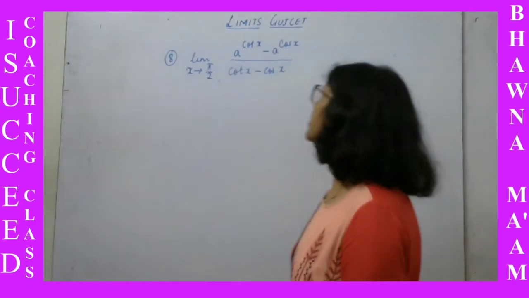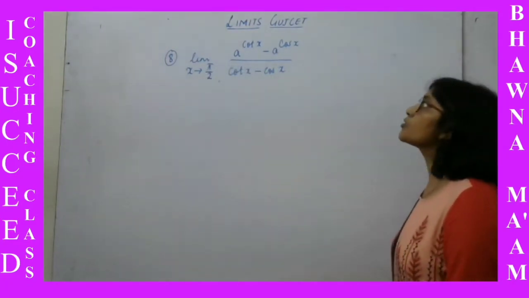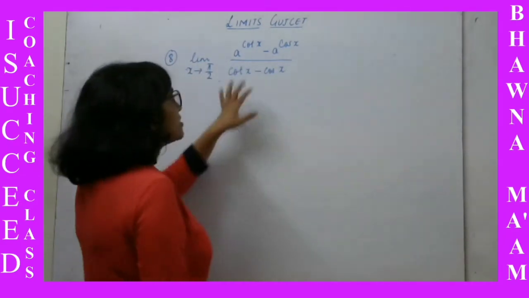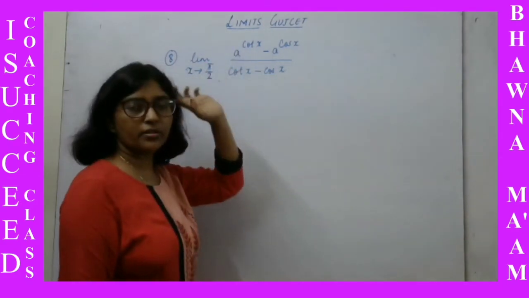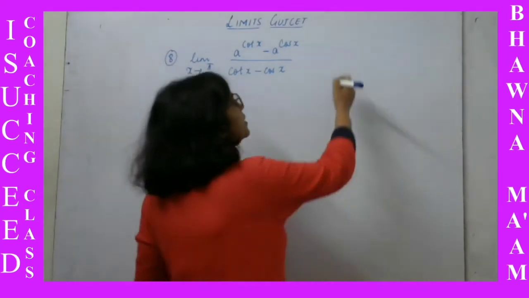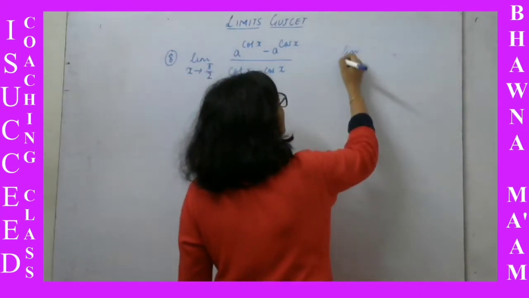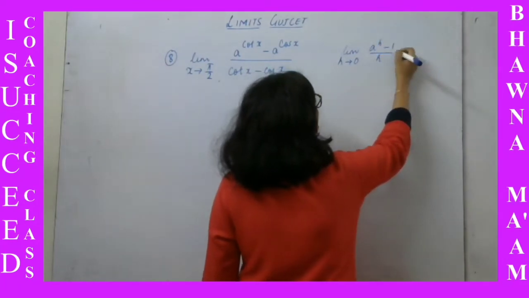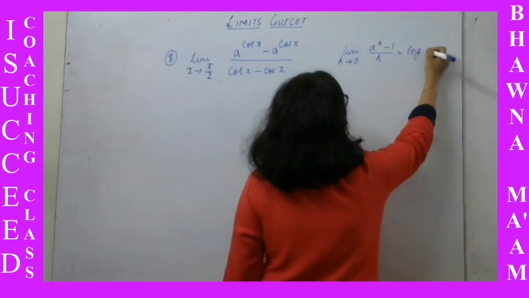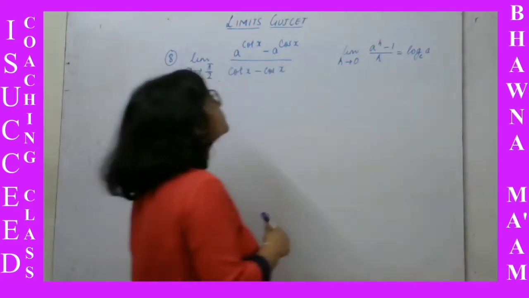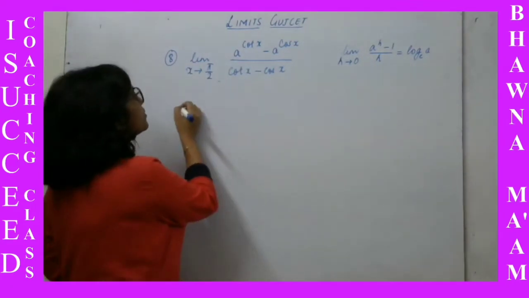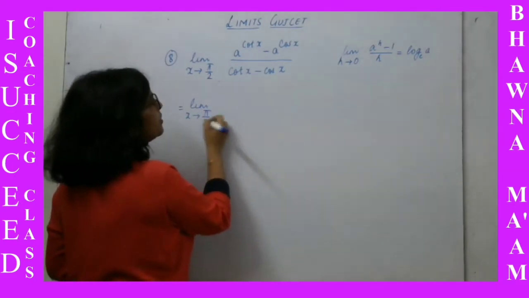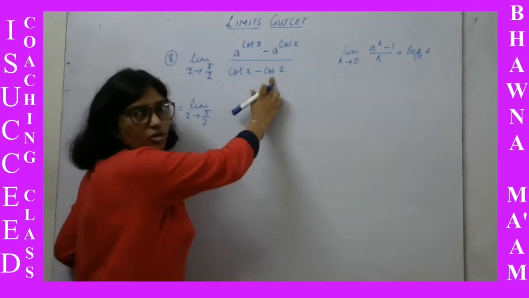Now it is limit x tends to pi by 2, (a raised to cot x minus a raised to cos x) upon (cot x minus cos x). Since it is a raised to, we can recall our formula of limit h tends to 0, (a raised to h minus 1) upon h, which is log a to the base e. Okay, so it is limit x tends to pi by 2. Let's check. Is cot pi by 2 minus cos pi by 2 zero?